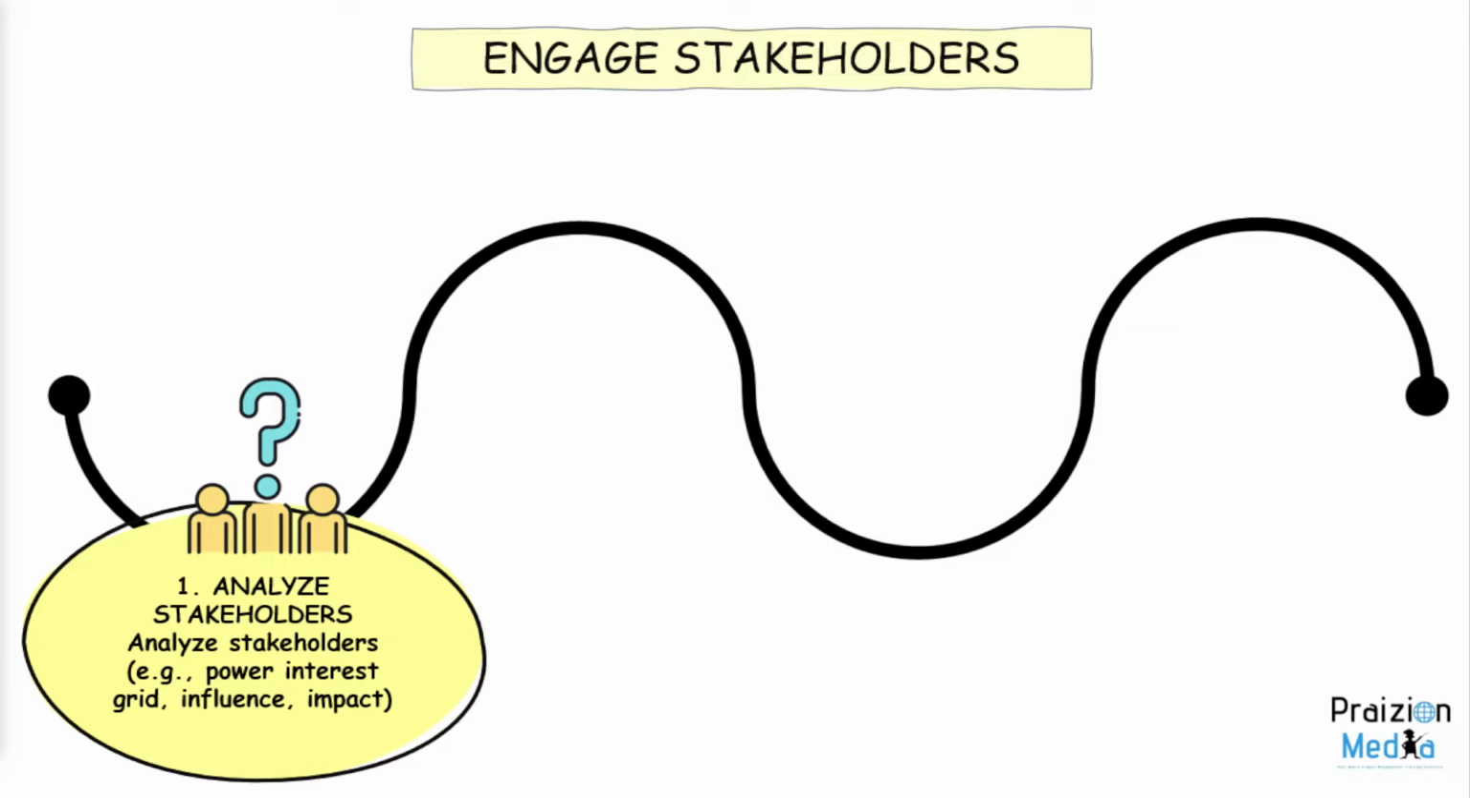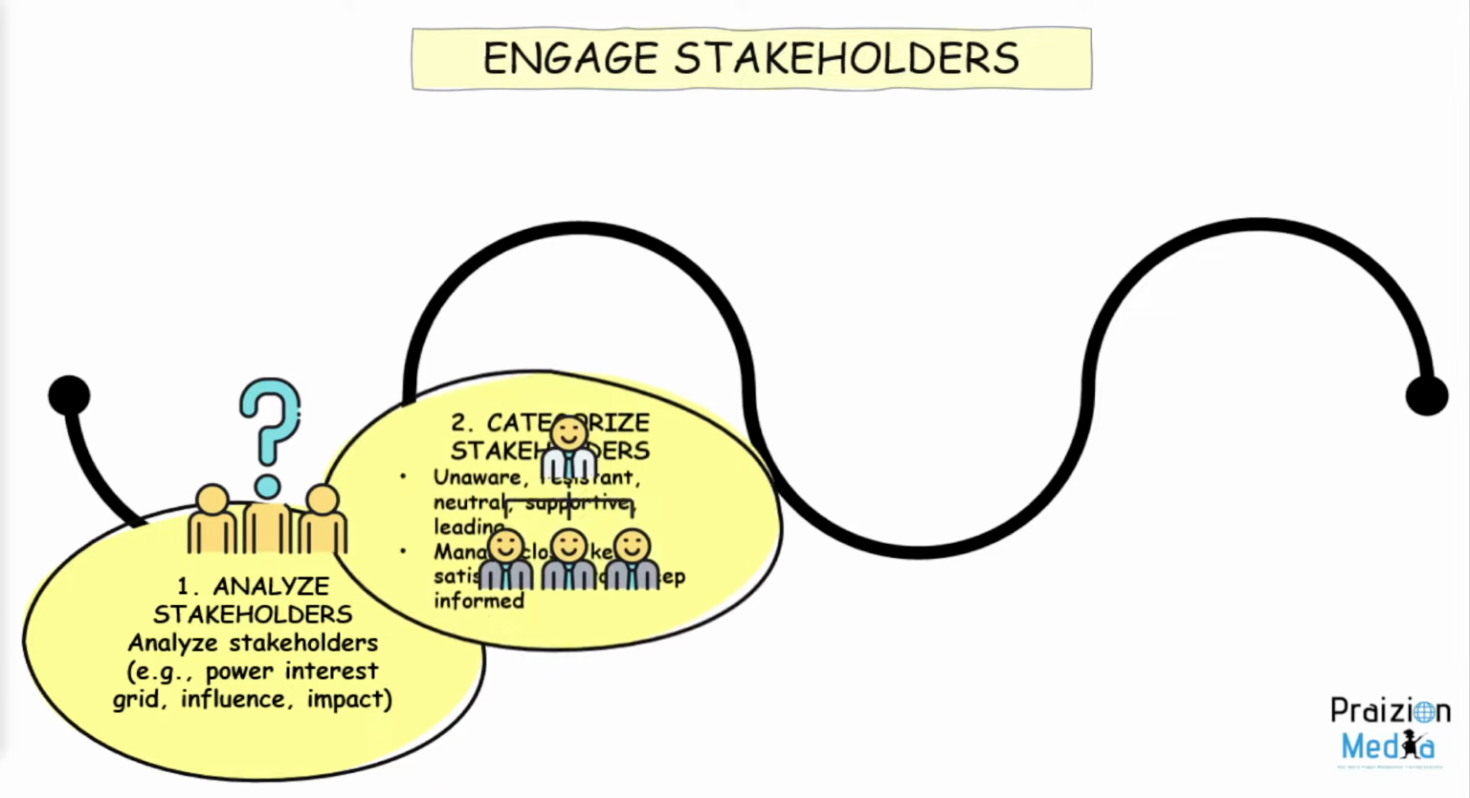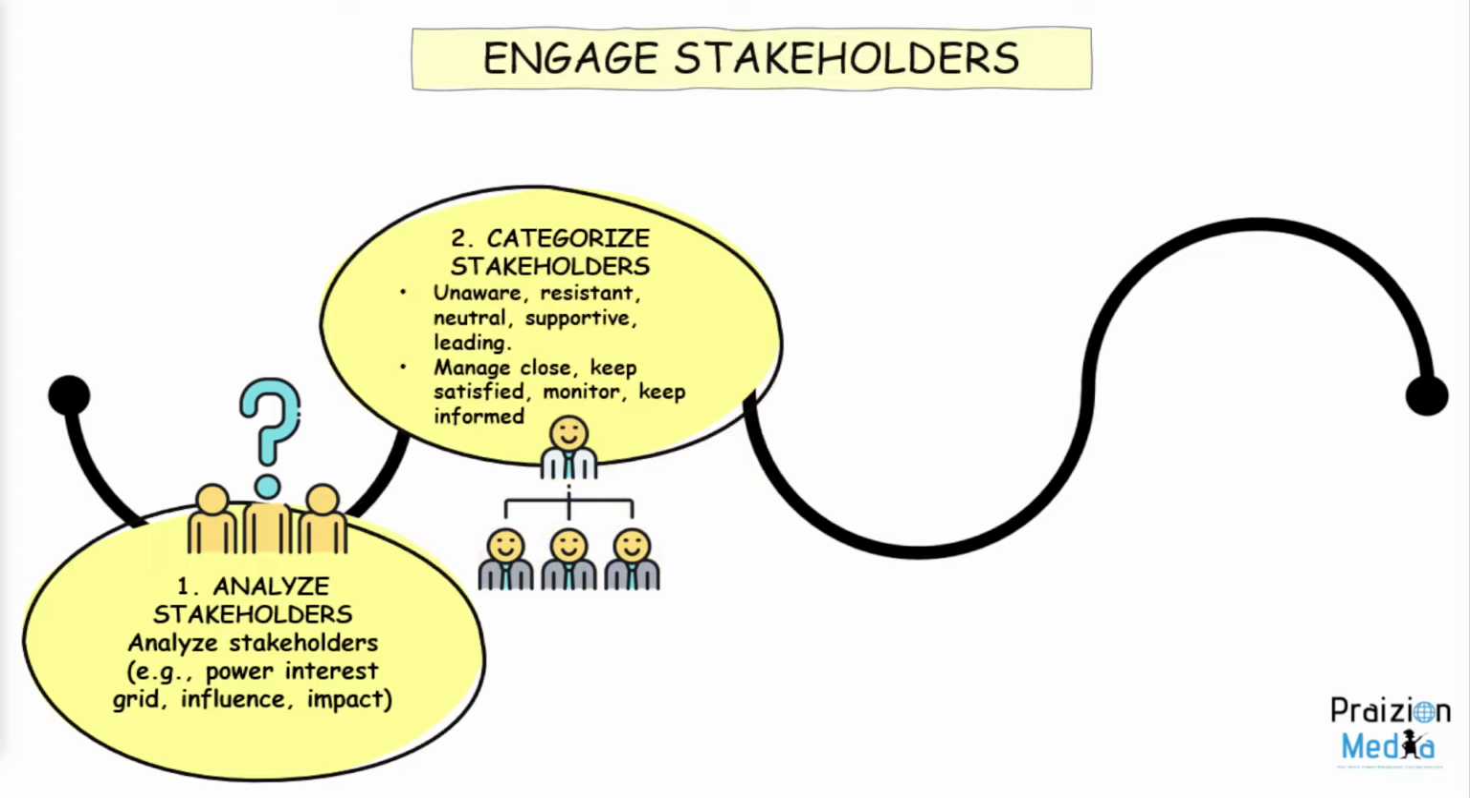Today, we're talking about engaged stakeholders, and we have 4 enablers for this task. The first one is analyze stakeholders. Use the power interest grid, influence impact grid, stakeholder cube, salience model. It really depends on the size and complexity of the project. Make sure you understand when to use a stakeholder cube versus a salience model versus the power interest grid.